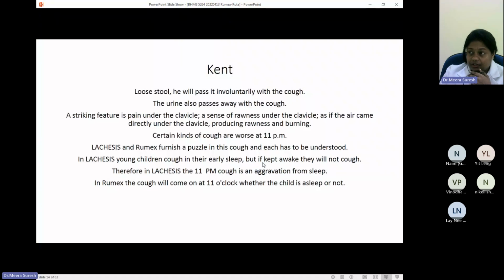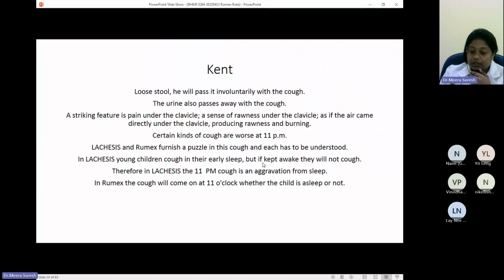But how to differentiate? There are other features to differentiate, because in case of Lachesis, it is an extremely hot patient and they would need that air always falling on their face. So that differentiation we can make. But still, with regard to the timing, that 11 p.m. aggravation, how can we differentiate Lachesis and Rumex?